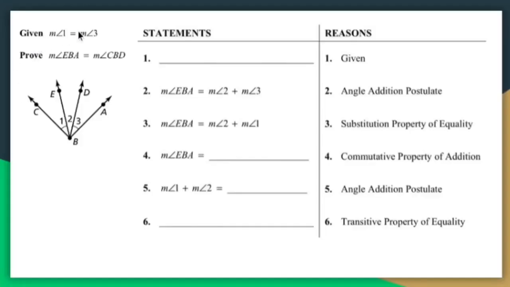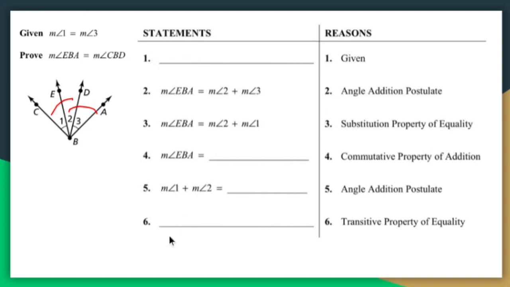Given the measure of angle 1 equals the measure of angle 3, I need to prove that EBA, which is this chunk right here, is equal to the measure of angle CBD. That chunk right there. All right. I got myself a two-column proof. All of my reasons are given. Some of my statements are given. I need to go from 1 to 6.